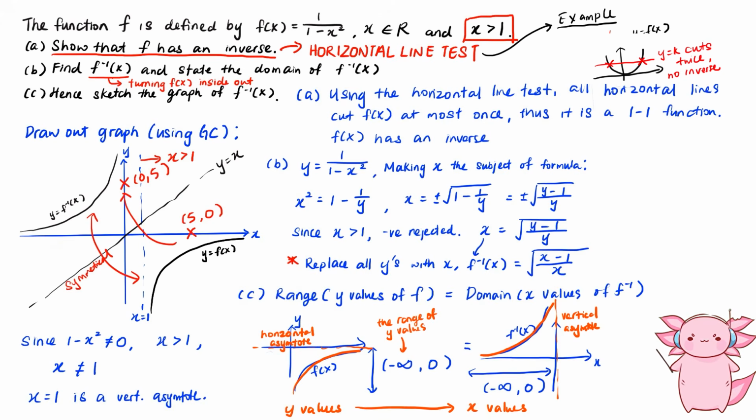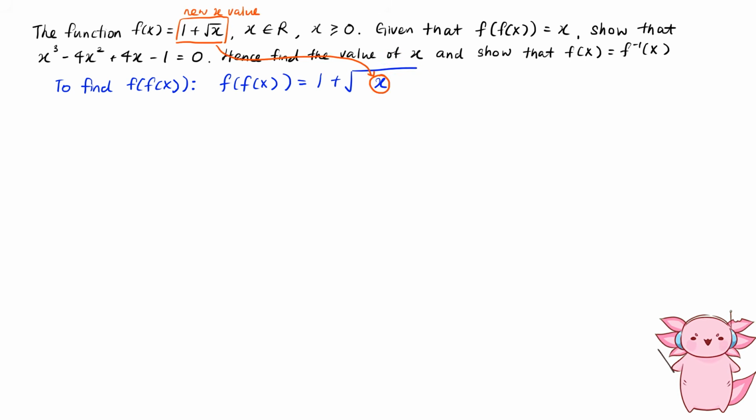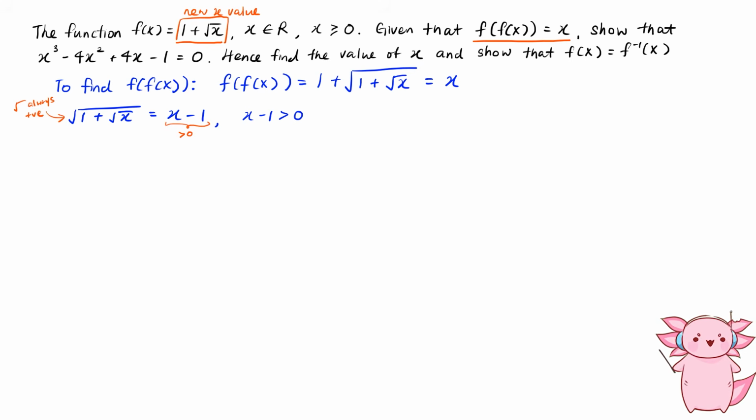For this question over here, in order to find f of x, it's kind of like making f of x, which is 1 plus root x, the new x value in the outer f of x, and we know that all of this is equal to x. Now shifting the 1 over to the other side, we can get something like this, and notice that since this must be greater than 0, we can get the condition that x minus 1 is greater than 0 as well, so x is greater than 1.